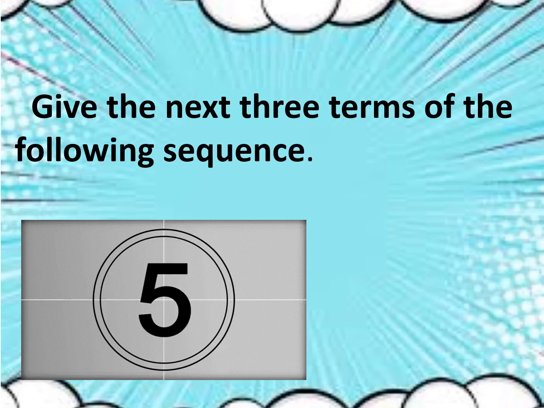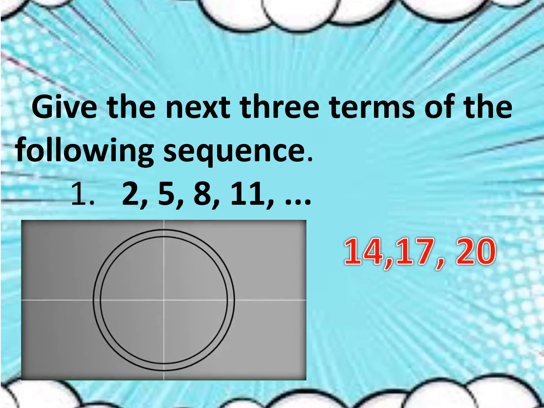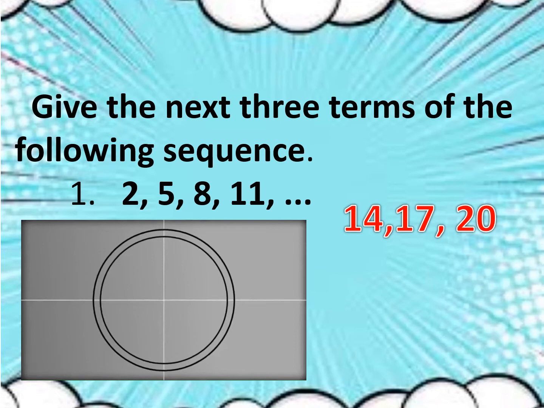Okay, let's have more examples. Give the next three terms of the following sequence. Number 1, we have 2, 5, 8, 11. So we have 14, 17, 20. And what is the rule? Add 3 to each term of the sequence.